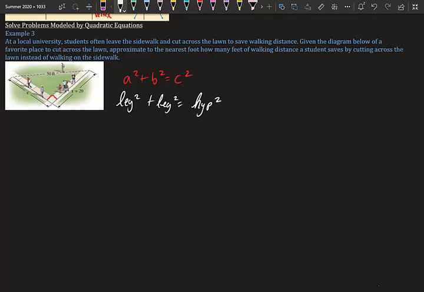Alright, the hypotenuse is always directly across the right angle. So our hypotenuse is 50. So we have 50 squared. Legs are interchangeable, it doesn't matter. So we have a leg at x, and we have a leg at x plus 20.